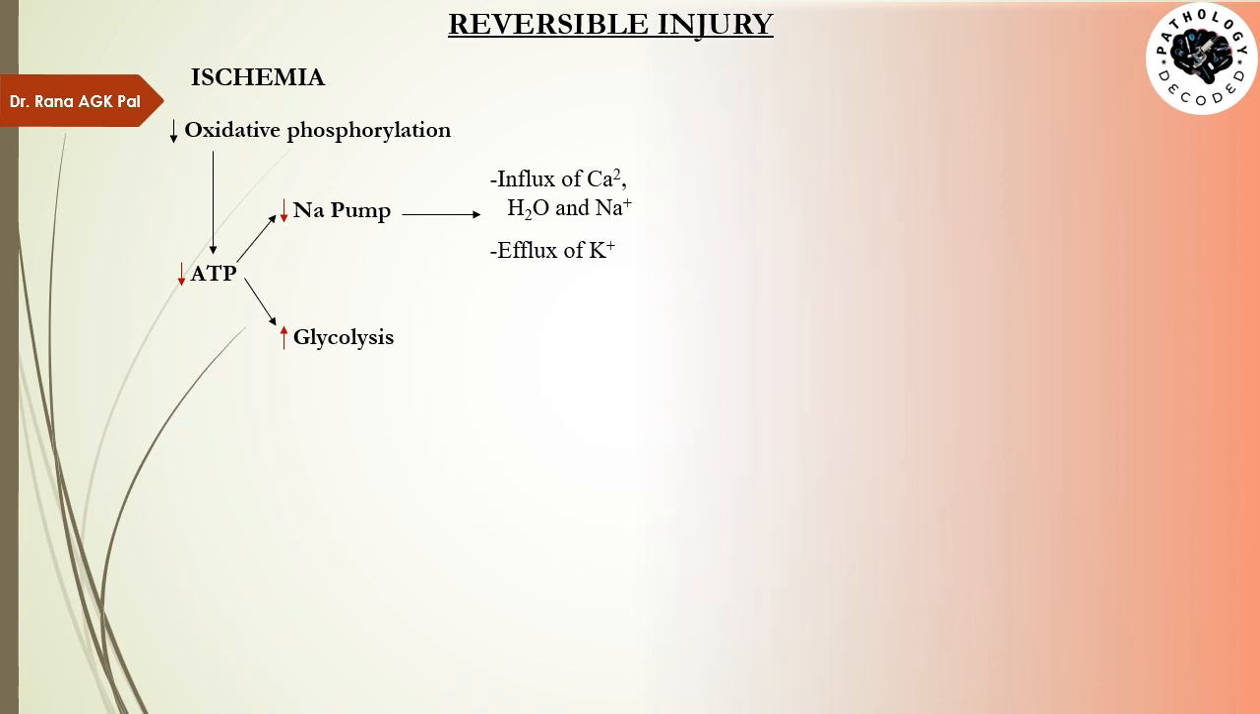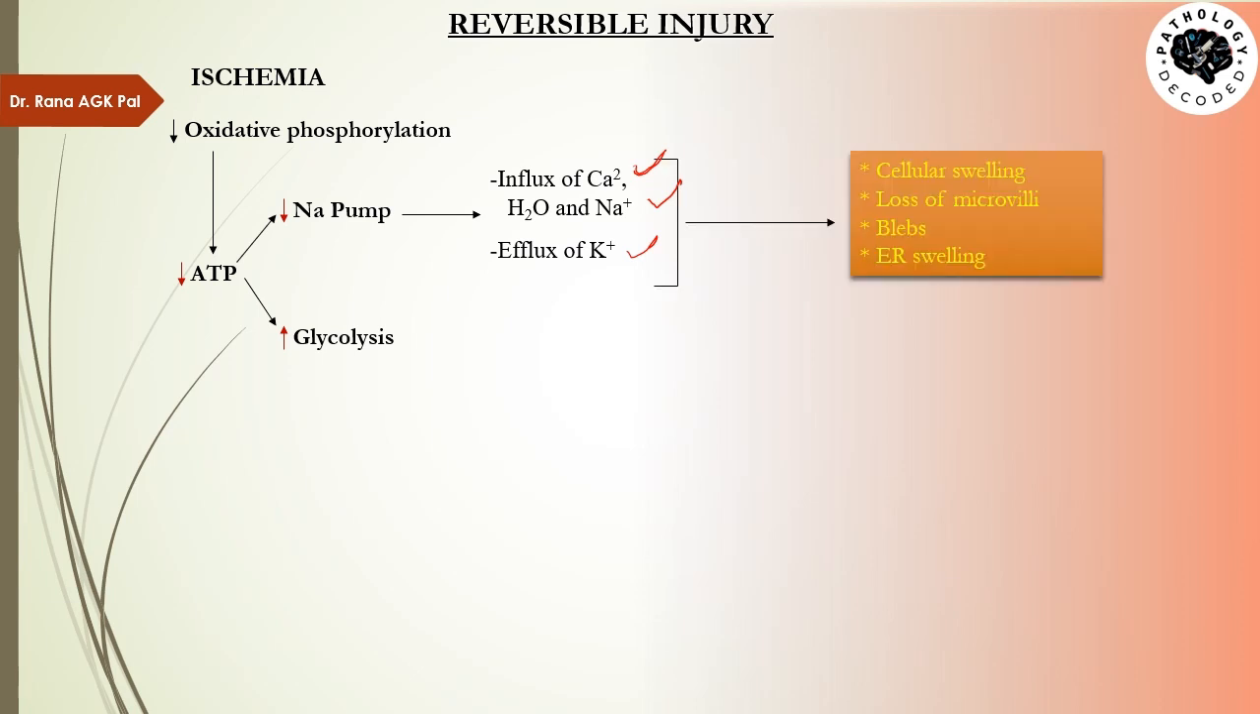These three things. One, there will be influx of the sodium, and since the sodium is more inside, the water will follow. This will lead to swelling of the cell. Second, potassium will go out, and third, the calcium will also come inside the cell. Now this is an important thing because calcium is a responsible molecule for activation of various enzymes inside the cell. This leads to cellular swelling, loss of microvilli, formation of blebs, and endoplasmic reticulum swelling.